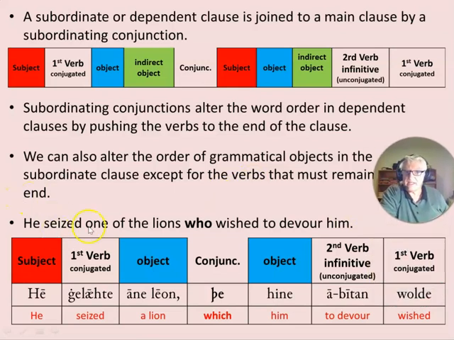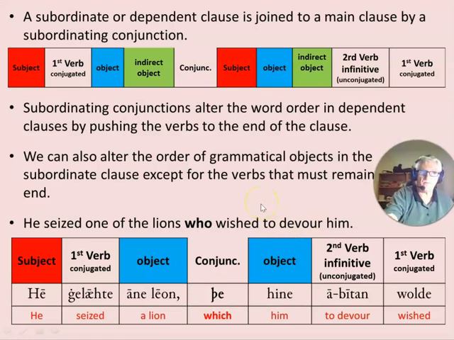As an example: he seized one of the lions who wished to devour him. So here we have a conjunction, the relative pronoun who, which acts as a conjunction, meaning which or who. Old English: He gelæhte ænne leon, se hine abitan wolde. So an important point here: dependent clauses or subordinate clauses have all the verbs at the end, and they're joined to a main clause by a subordinating conjunction.